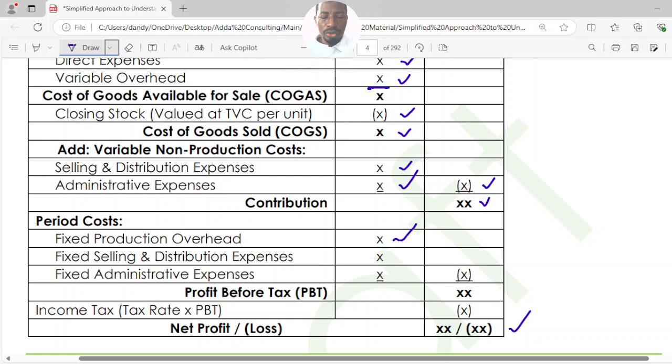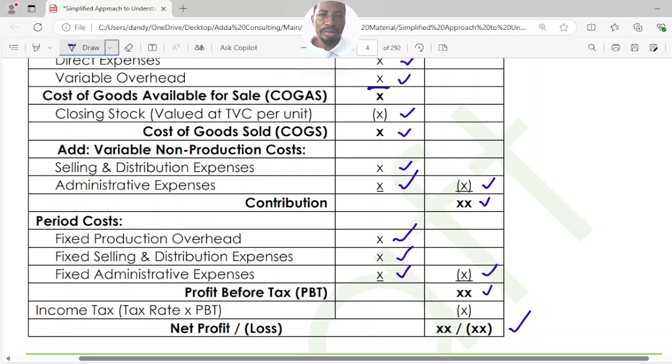Thereafter, you go back to the question: do you have fixed selling and distribution expenses? If yes, then you add them. Do you have fixed admin expenses? If yes, then you add them. Any other fixed cost that the company has incurred, you need to consider it. You can have insurance or any other fixed cost, so just add them under the period cost. Then you deduct the total period cost from the contribution. The difference will be profit before tax.